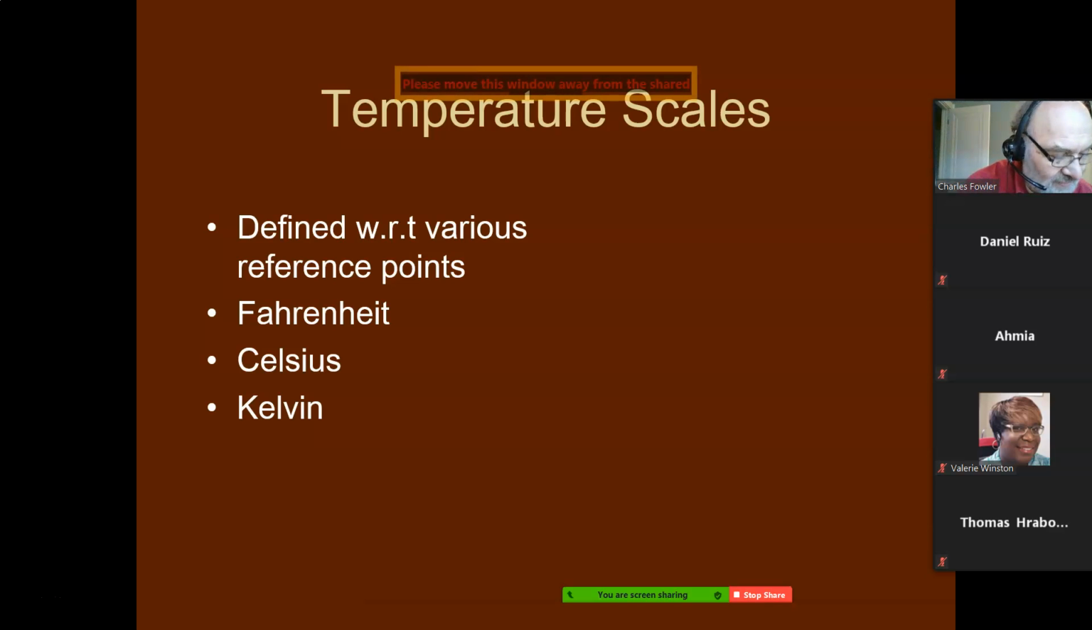You can certainly read that and note that, and you can do it at home. It would be fine. Now let's talk about temperature scales then. These are defined, and when you see the WRT, that means with respect to various reference points. And unfortunately, that's a big problem for us because historically, people have used different reference points to measure temperature.